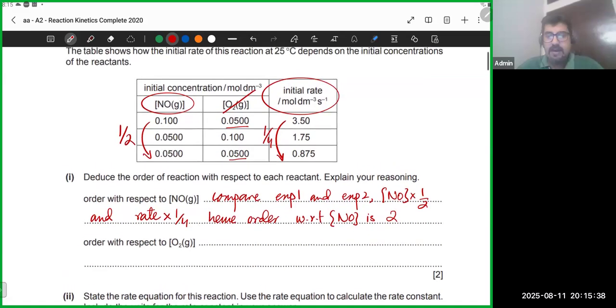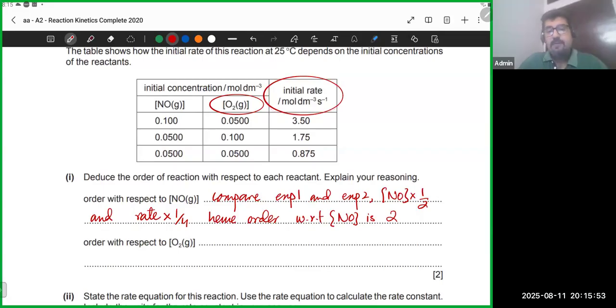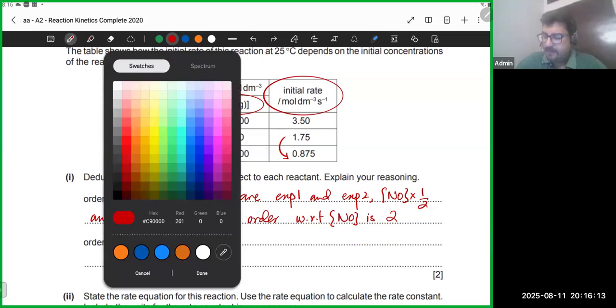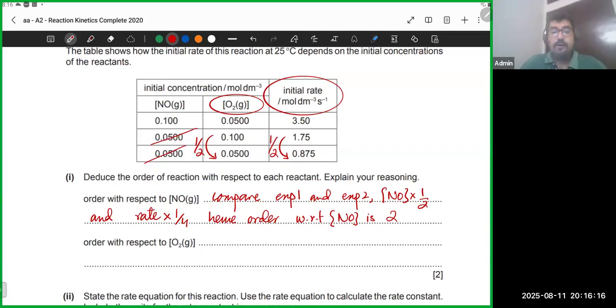Here again, you have to find the order with respect to O2 now. I want O2 to change so I can figure out how the rate changes, but I want NO to remain constant. So we're going to compare experiments 2 and 3. This is becoming half, and this is also becoming half. Divide this value by this value, and you will find that it is also being halved. So that is directly proportional, that is order 1. O2 is halved, and the rate is also halving.